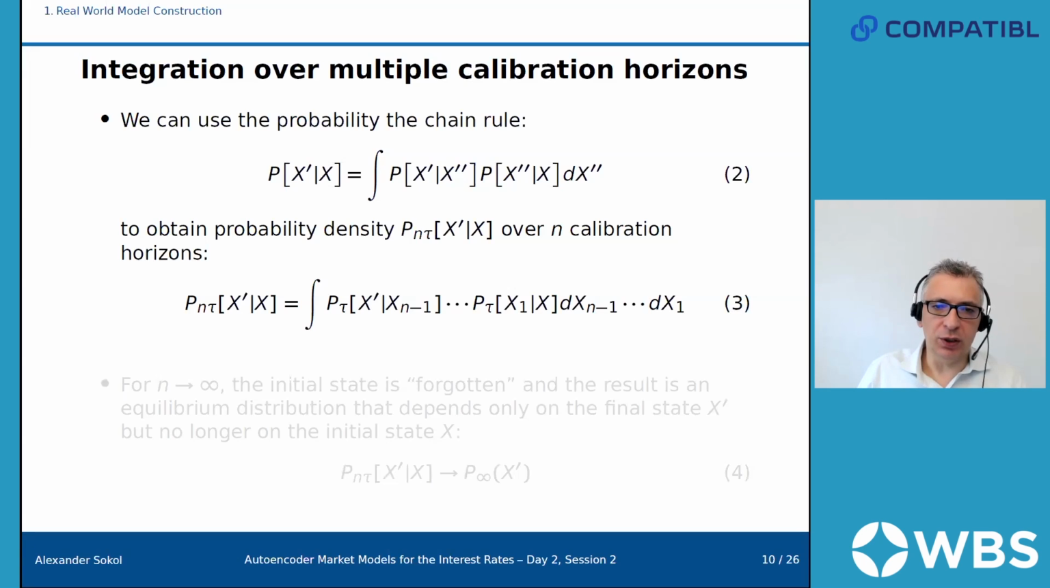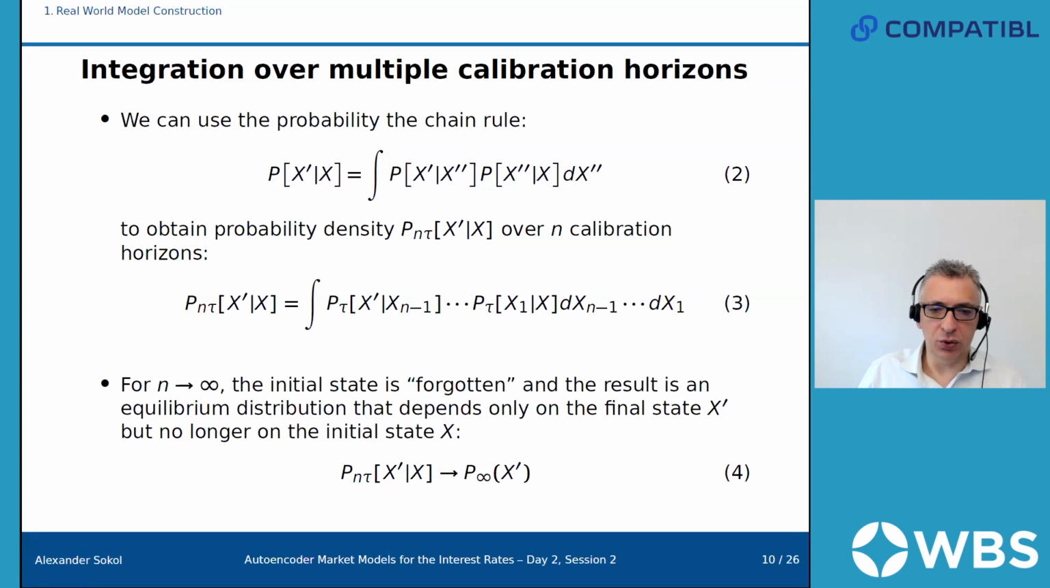Now, once we do that, we can use the probability chain rule to obtain probability density over n calibration horizons, right? Because essentially what we do is that if we have, let's say, a calibration horizon tau, to do calibration horizons of n times tau, we simply make a convolution of this probability with itself over n time periods. And for n going to infinity, the initial state is forgotten, and the result is an equilibrium distribution that no longer depends on the initial state, and only depends on the final state, right?